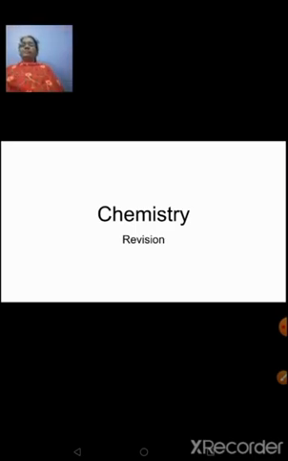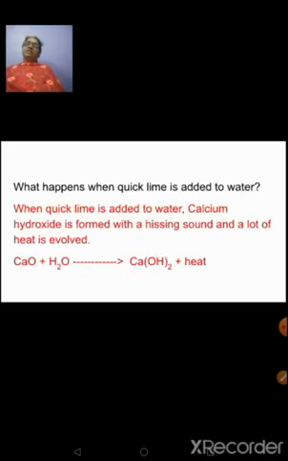Okay, now see, the first question here is, what happens when quicklime is added to water? Quicklime is what? Calcium oxide. So when calcium oxide combines with water, it forms calcium hydroxide and it releases heat. Whenever heat is evolved, we call it an exothermic reaction. So when quicklime is added to water, calcium hydroxide is formed, and this produces a hissing sound and it releases a lot of heat.